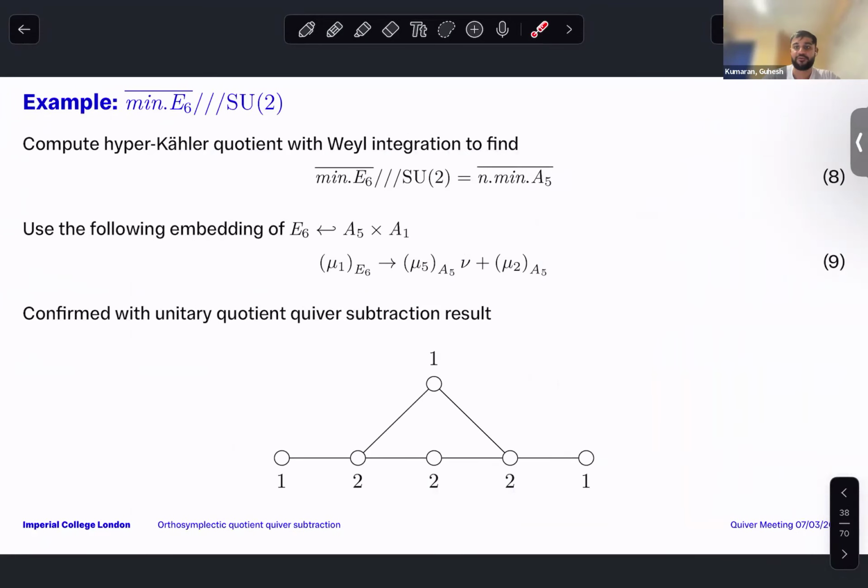Okay, maybe something a bit more non-trivial. So this time I'll go to minimal E6. Now I take the following embedding again. And when I do the quotient, I'll find next to minimal A5. And we know what the result is from unitary quivers. It's this guy, where the Coulomb branch of this is next to minimal A5.